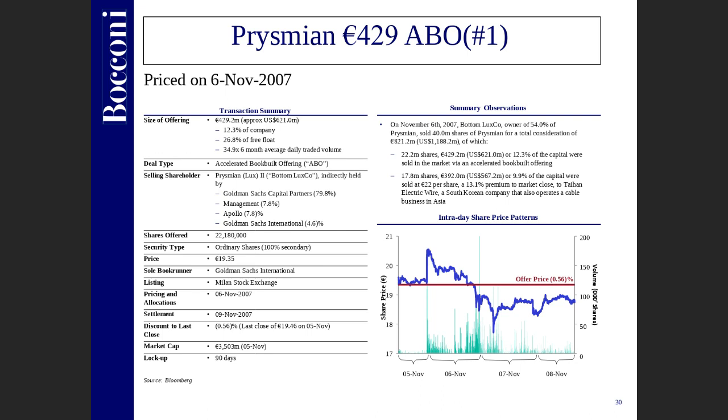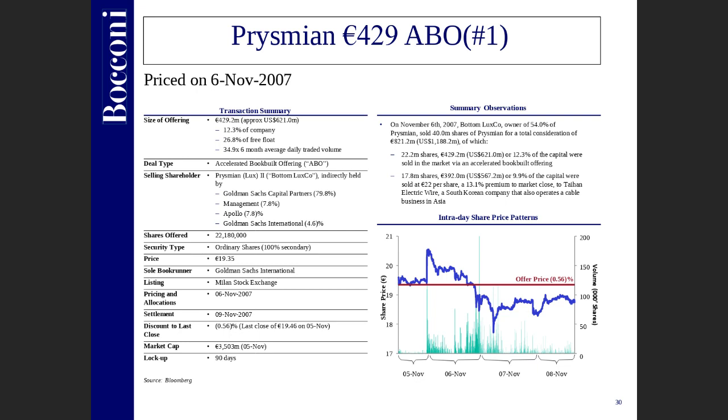Goldman Sachs made 2 transactions in the market. And I want you to go to the summary observations on the right-hand side, on top where the graph is. The 2 transactions were the following. On one side, Goldman Sachs Capital Partner sold 22 million shares, equal to 429 million euro, through an accelerated book building offering. We're going to go into the details of the accelerated book building offering in a second.